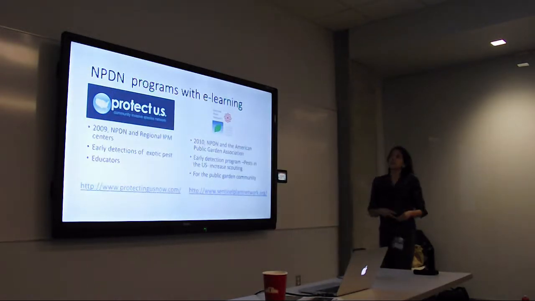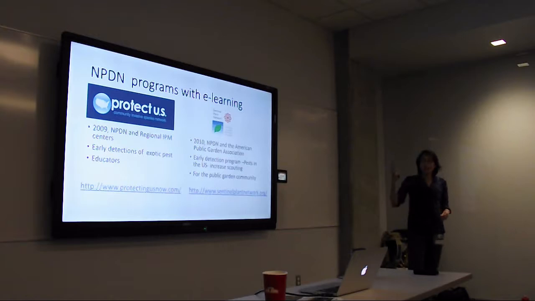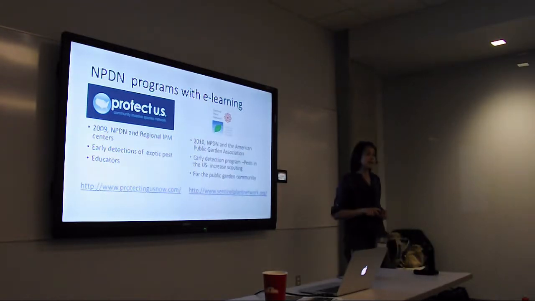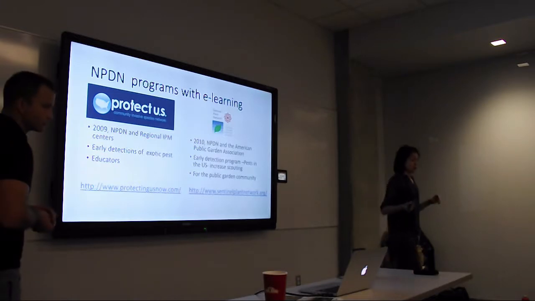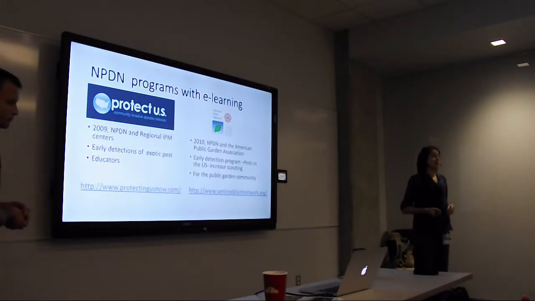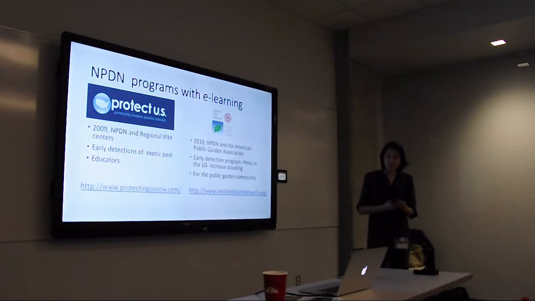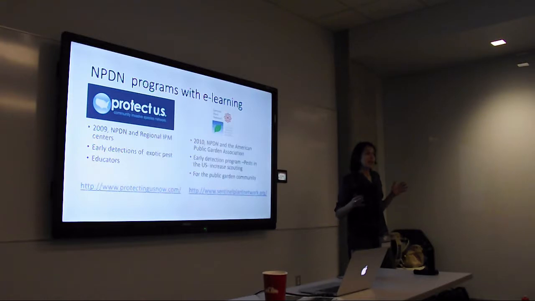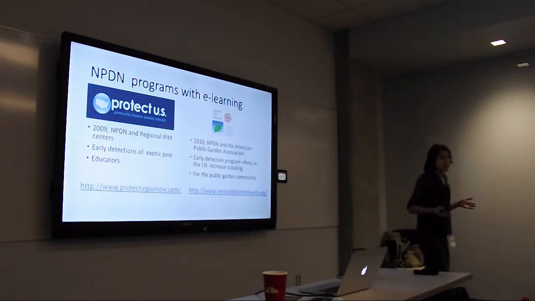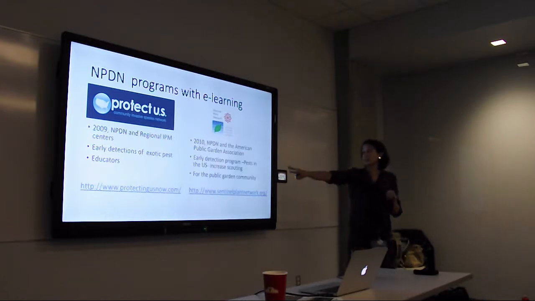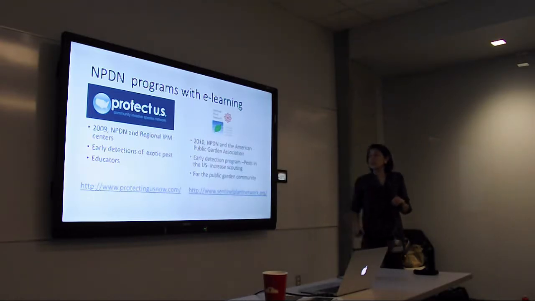More NPDN programs that have e-learning. Protect US is one that is focused on detection of exotic pests. I mean, who knew that this mollusk can be a really big problem in agriculture? And the truth is, mollusks have been intercepted in different ports in the United States. And if they hang around, they just eat anything. And so that's the type of effort that this particular group is doing.